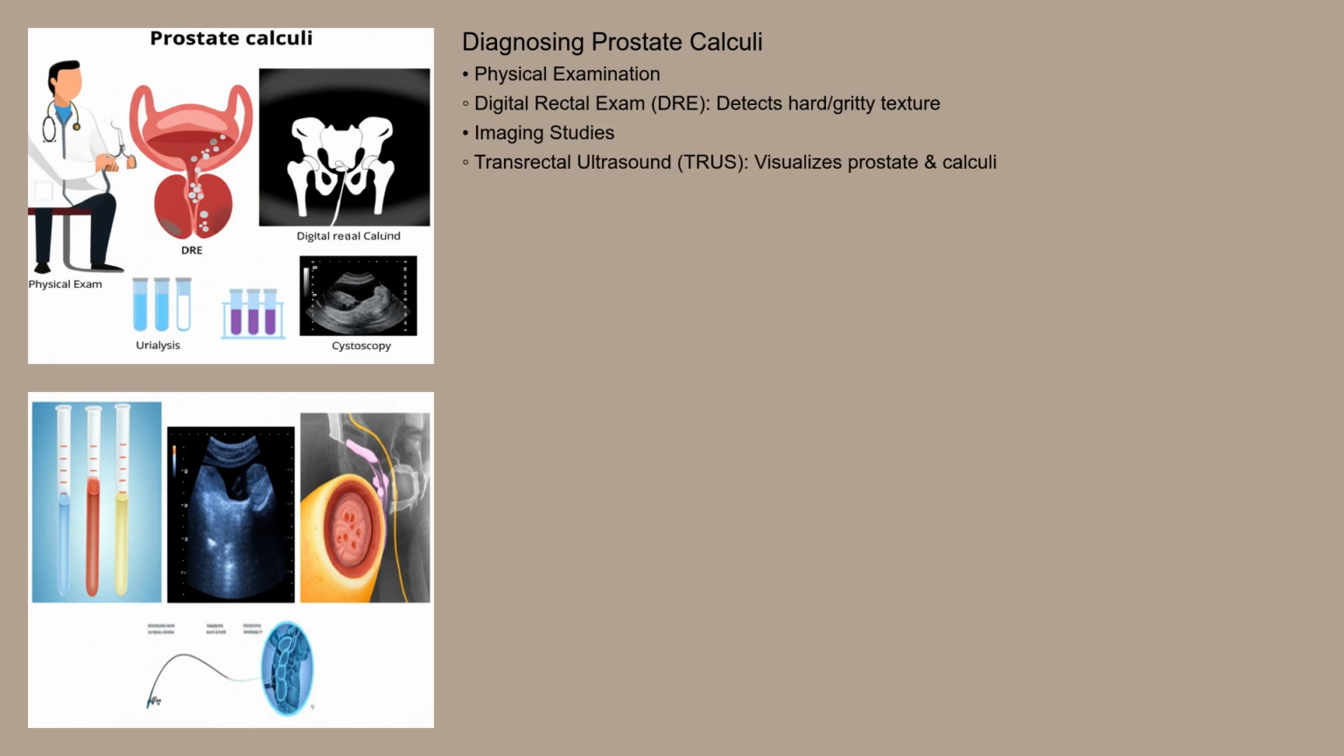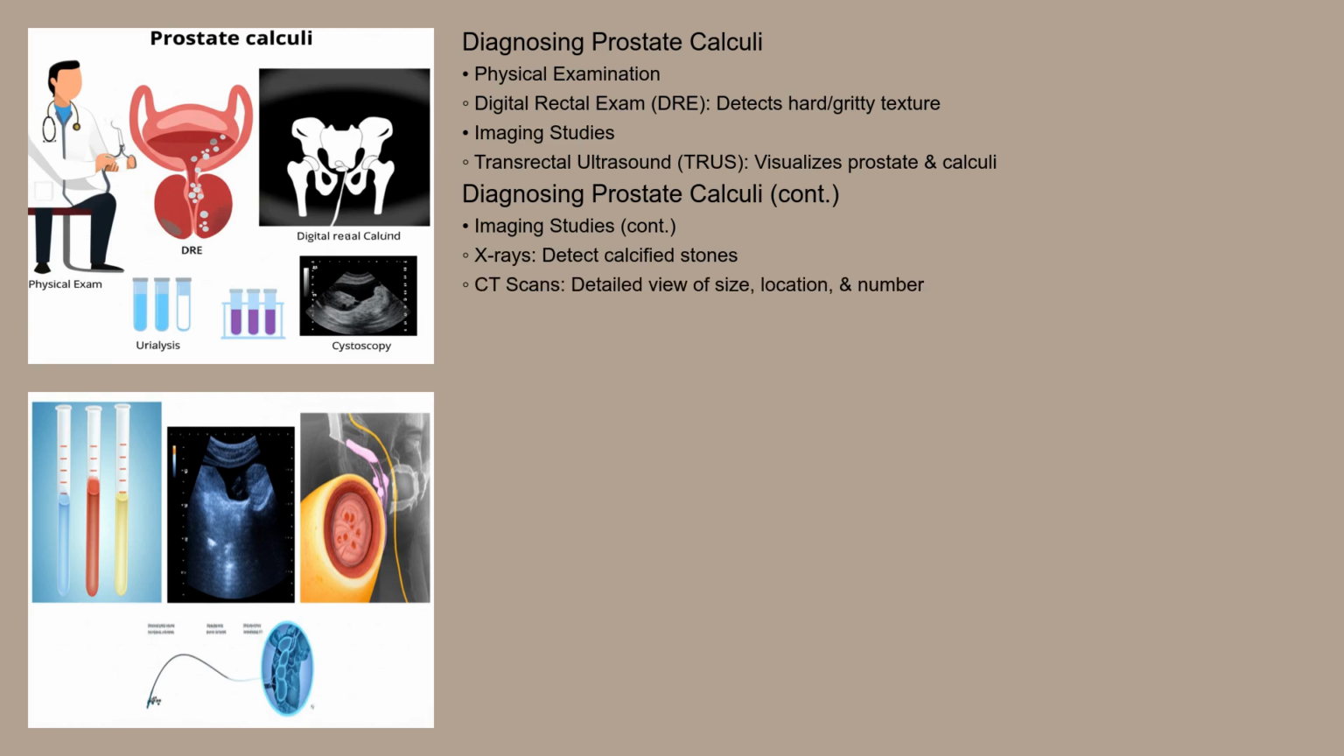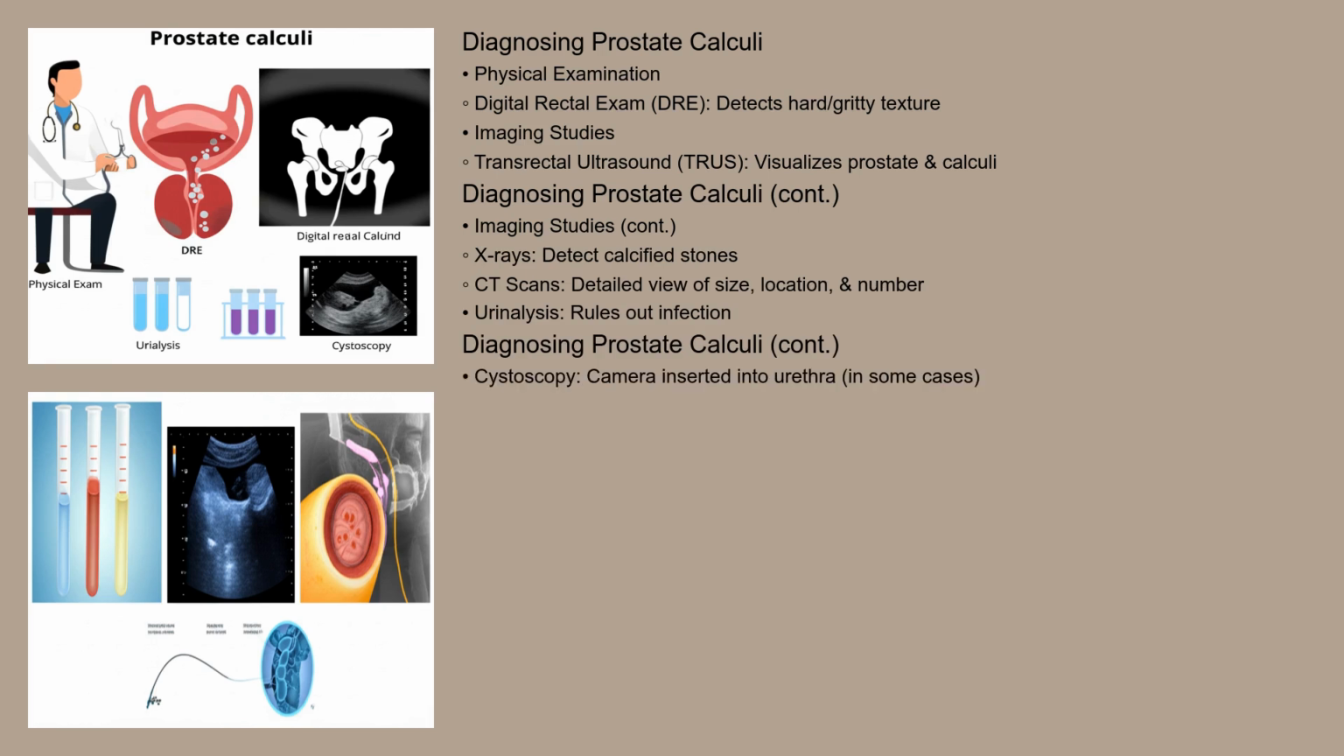Transrectal ultrasound, or TRUS, is a valuable tool for visualizing the prostate and detecting calculi. X-rays can detect calcified stones, though smaller ones may be missed. CT scans provide a more detailed view and are useful for assessing the size, location, and number of calculi. Urinalysis is performed to rule out infection. In some cases, cystoscopy, a procedure involving the insertion of a small camera into the urethra, may be necessary.